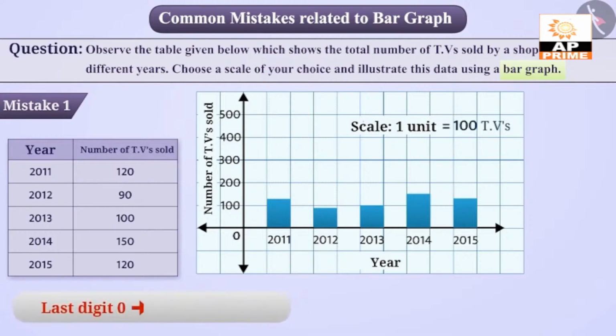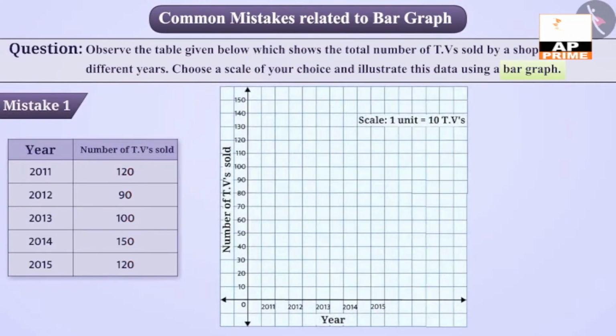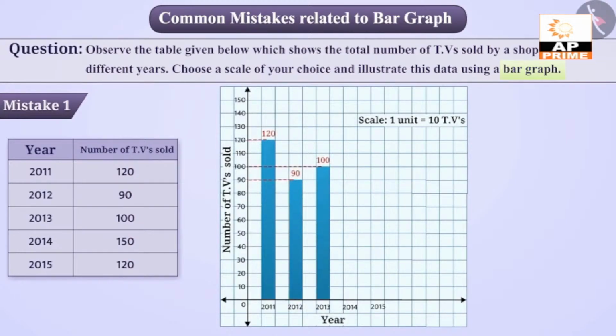Here, we observe that all the numbers are multiples of 10. So, we can take 1 unit length equal to 10 TVs. This will give us longer lengths of the bars. Therefore, in this way, we can easily draw a bar graph.